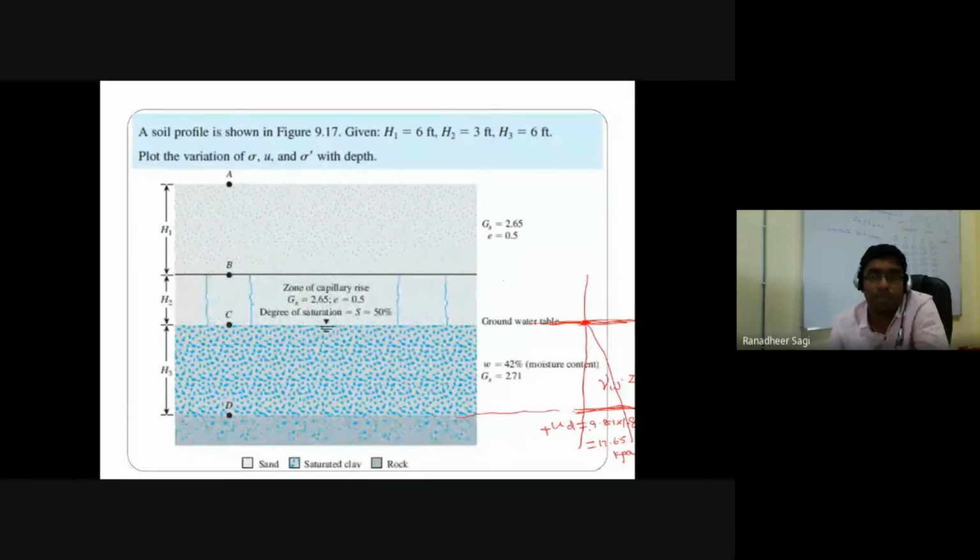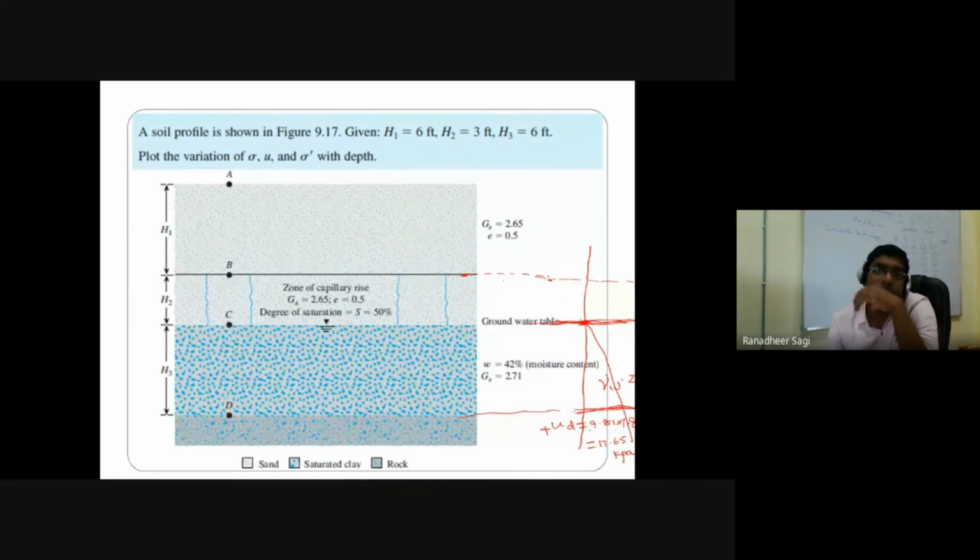Right, now the water table position is at point C, where the pore water pressure is 0. At point D, I have calculated the pore water pressure as 17.65 kilopascal. Now I want to calculate the pore water pressure at the point B position, just slightly below point B, somewhere at this particular depth. How much is my pore water pressure?